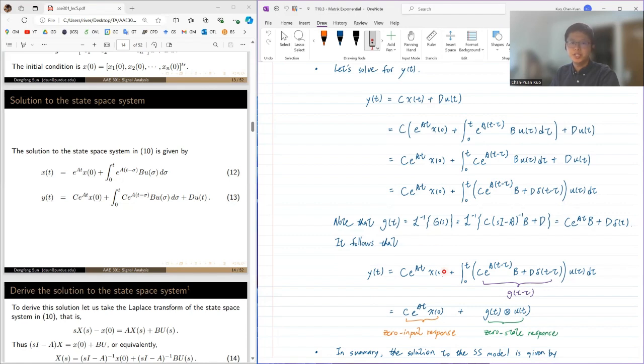So in the end, we see that the output y of t is equal to a sum of two terms, C times the matrix exponential e to the A times t times x of 0 plus the convolution between the impulse response of the system g of t and the input u of t. In the literature, the first term is called the zero input response because it is the output you will measure when the input is 0. The second term is called the zero state response because it is the output you will measure when the initial state is 0.